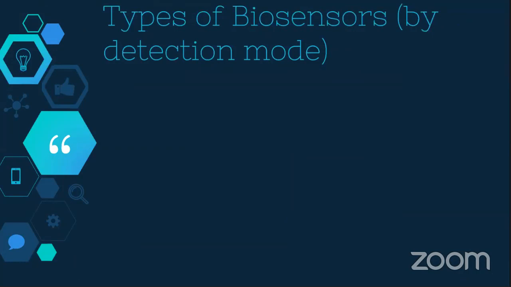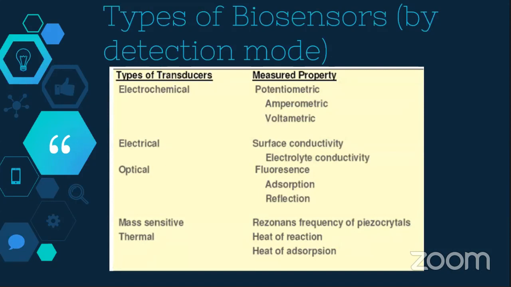Then types of biosensors. There are different ways of detection mode of biosensor. There are electrochemical, electrical, optical, and mass sensitive thermal biosensors. So these are the different types. We'll just focus on electrochemical and optical biosensors. I'll show you some of the examples from our group also, what we have published based on these two techniques. So what is an electrochemical transducer?